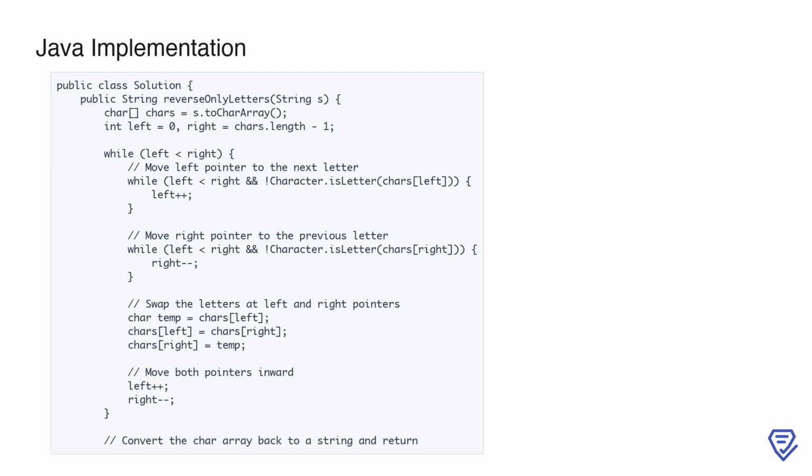Inside the while loop, we first move the left pointer forward until it points to a letter, skipping over non-letter characters. Similarly, we move the right pointer backward until it also points to a letter. Once both pointers are positioned at letters, we swap those letters. After the swap, we increment the left pointer and decrement the right pointer to continue checking the next pair of characters. This process ensures that only letters are reversed, while other characters remain in their original positions.